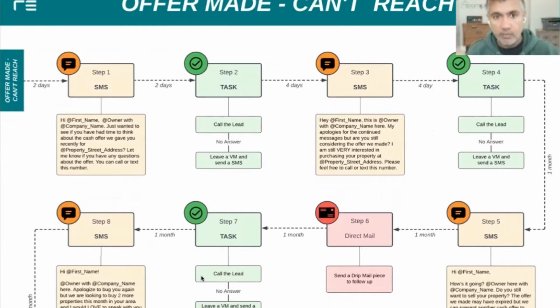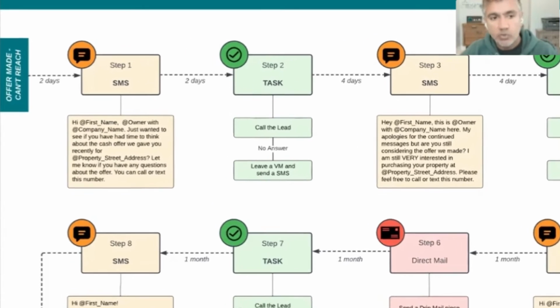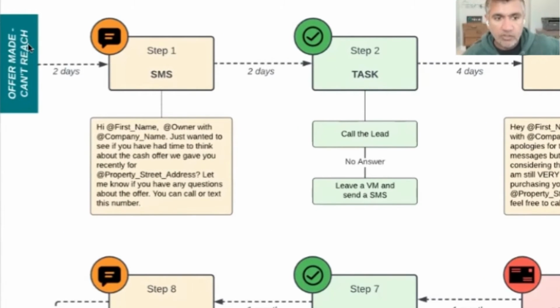Let's say you have a property, you had a really good conversation with the seller, and the seller said, hey, present me an offer. You make an offer of 100,000. Now the seller is MIA. So this is what you would want to use. You would want to put that lead on a drip campaign.